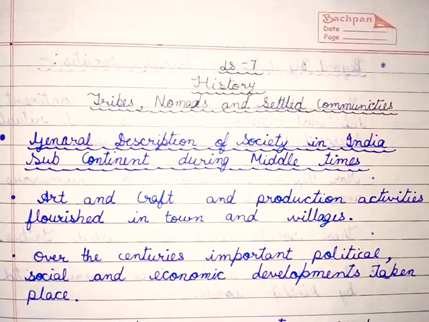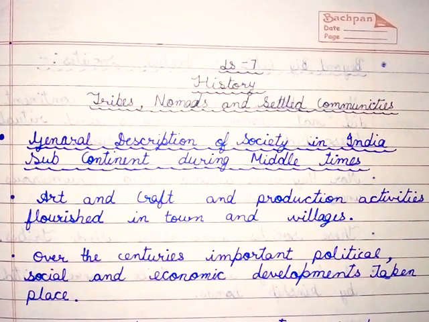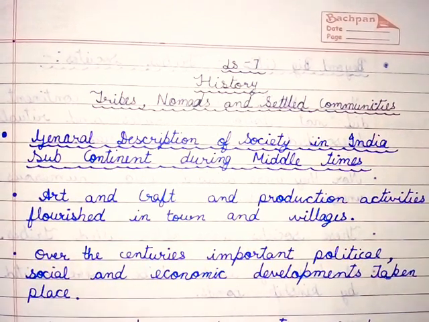Hello friends, today we are going to learn chapter number 7 of history, Tribes, Nomads and Settled Communities. General description of society in the Indian subcontinent during medieval times. Art, craft and production activities flourished in towns and villages.